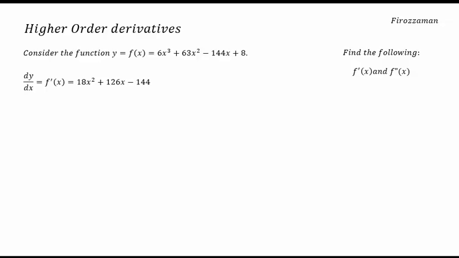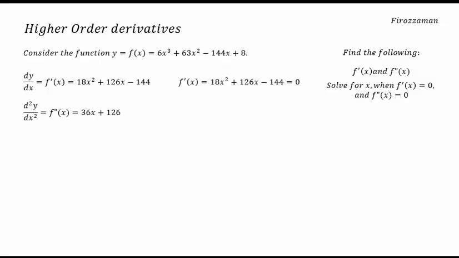And then the second derivative goes from the first derivative. So that gives me 18 times 2x is 36x, and then 126. And then the constant, in this case 144, goes to 0. So we got our first derivative and second derivative. And next we are saying now solve f'(x) = 0 and f''(x) = 0. So we're following all the steps.